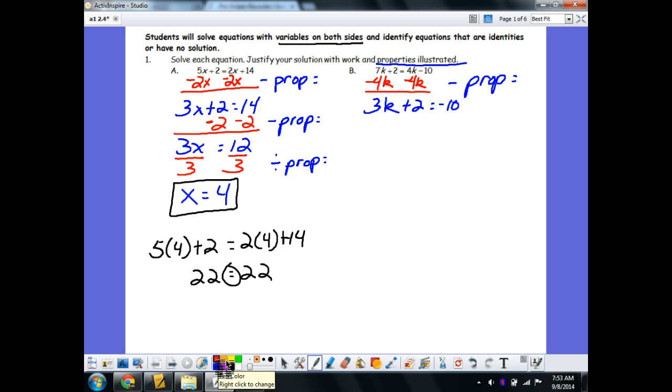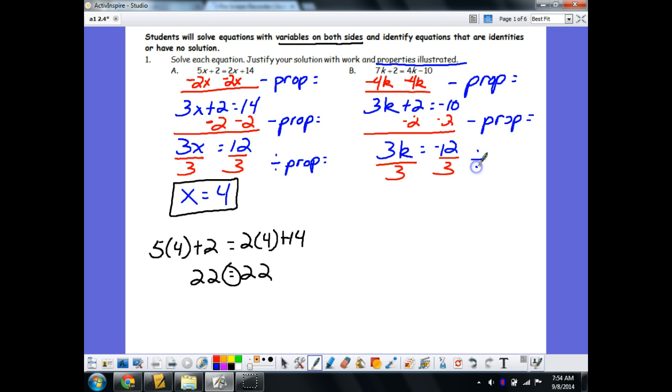And then in the next step, we want to move the 2, so we're going to subtract 2 from both sides. And once again, just like above, since we are subtracting the same thing from both sides, that is the subtraction property of equality once again. Once we do that, we have 3k is equal to negative 12. And now comes the division. Dividing both sides by 3, that is the division property of equality. So we then are left with k is equal to negative 4.